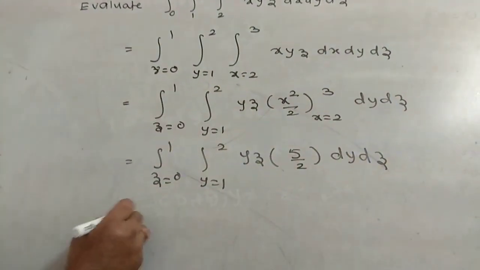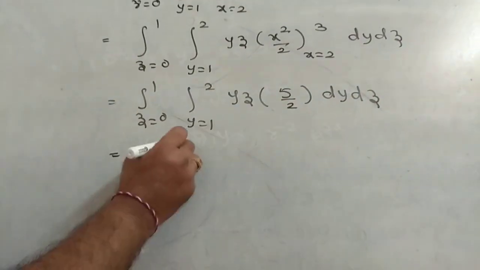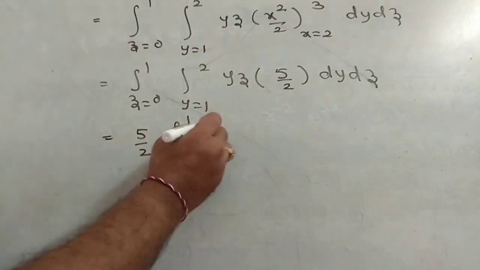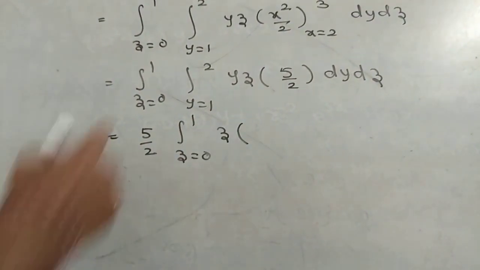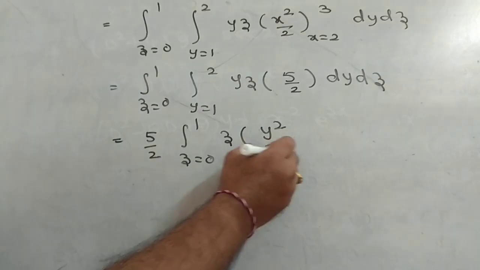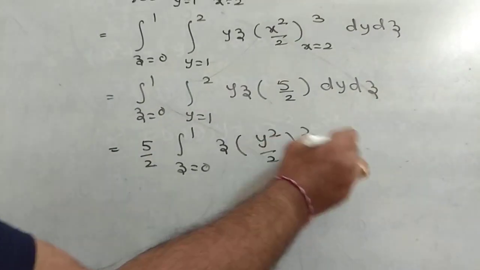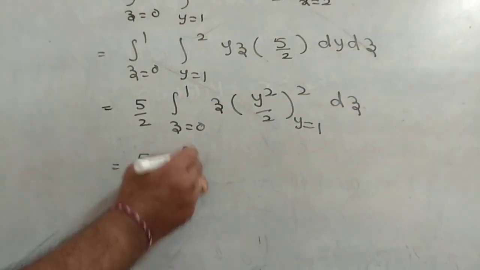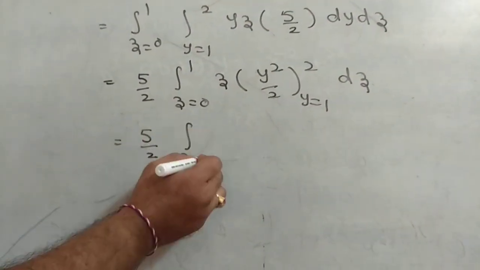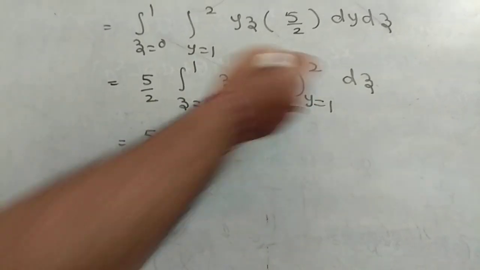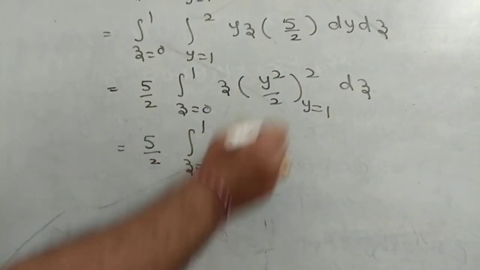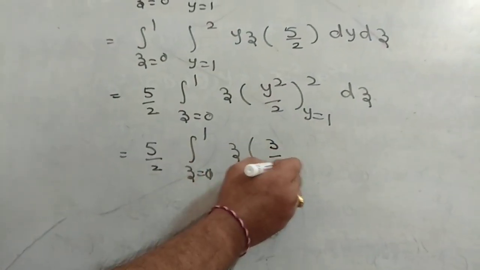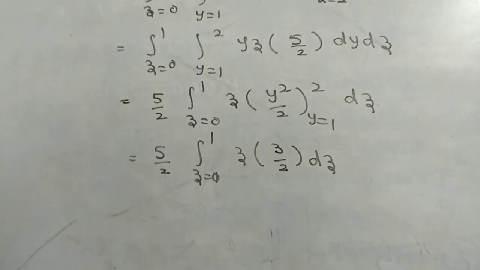Corresponding to this, 5 by 2 is a constant term. Now you write the first integral 0 to 1, integrating with respect to the y variable. So z is a constant term. The y integration is y square by 2. You substitute the limits 1 to 2 and still we have dz. So 5 by 2 is as it is. The integral z equal to 0 to 1 and you substitute z as it is. What about the upper limit now? 4 by 2 minus 1 by 2. You get the answer 3 by 2 and still we have dz.